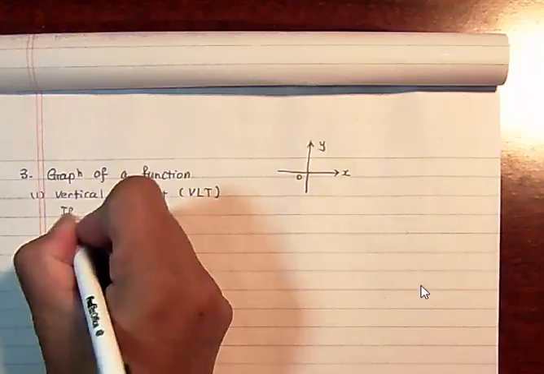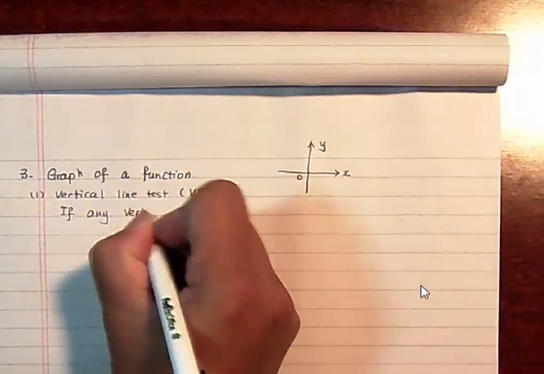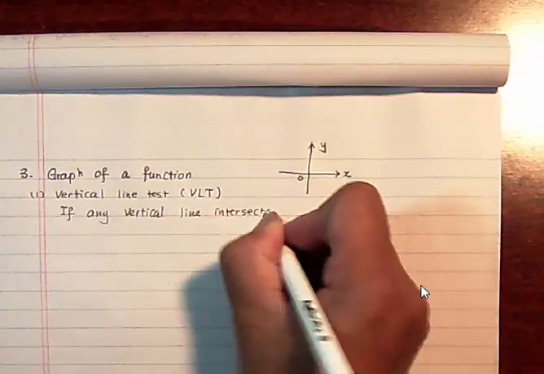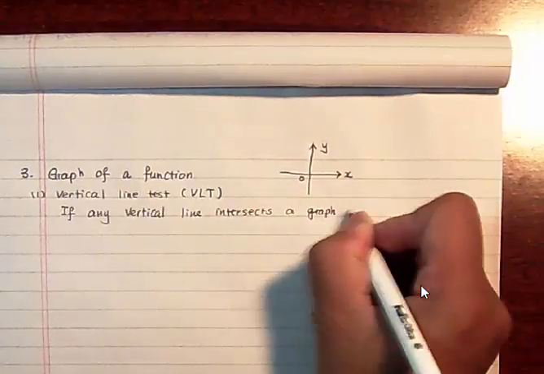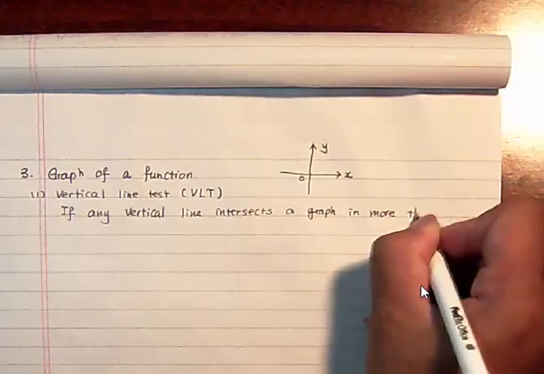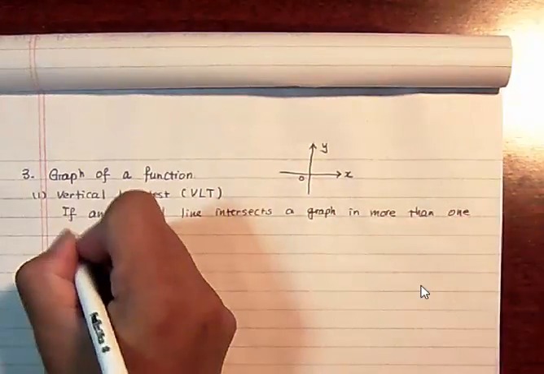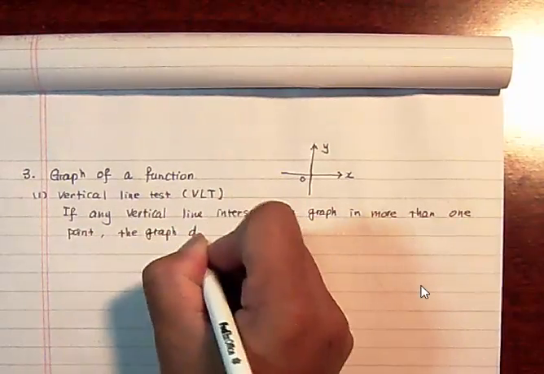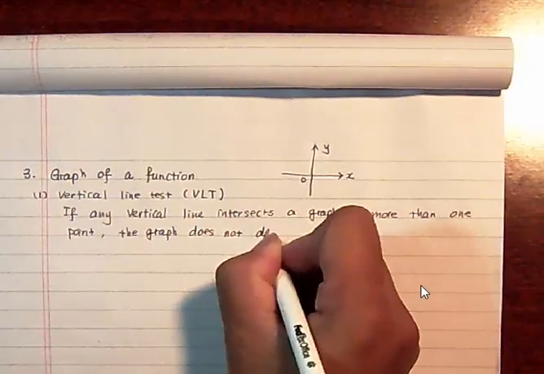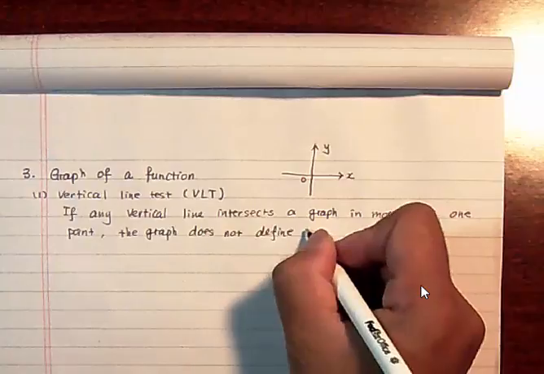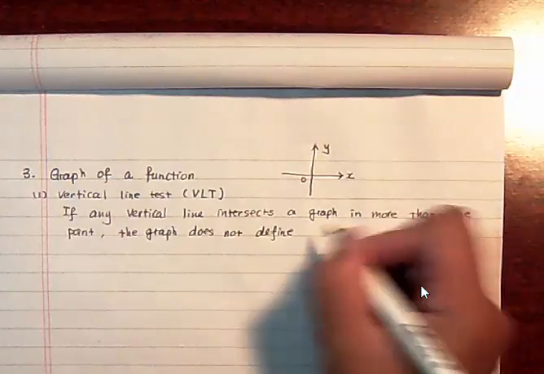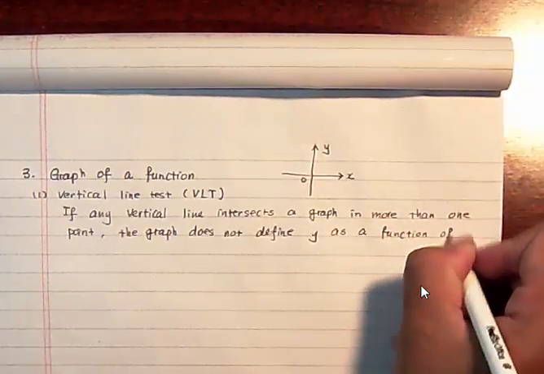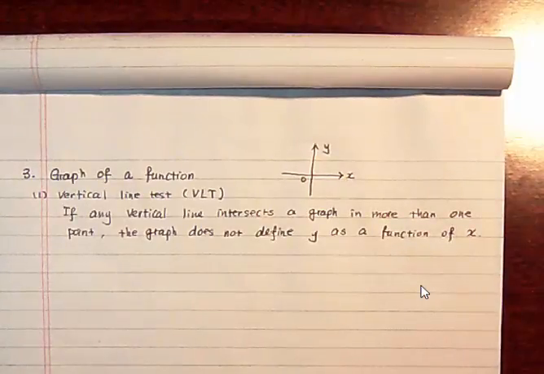It says that if any vertical line, which is an up and down line, intersects a graph in more than one point, then this graph does not define y as a function of x, right? So that's the vertical line test.